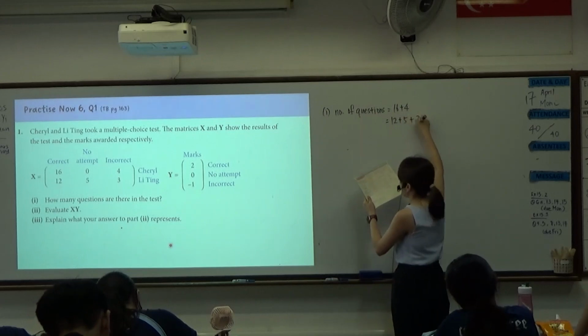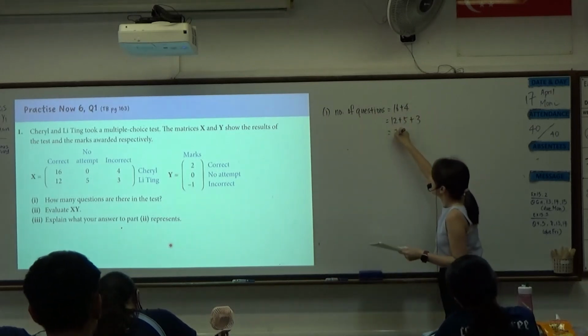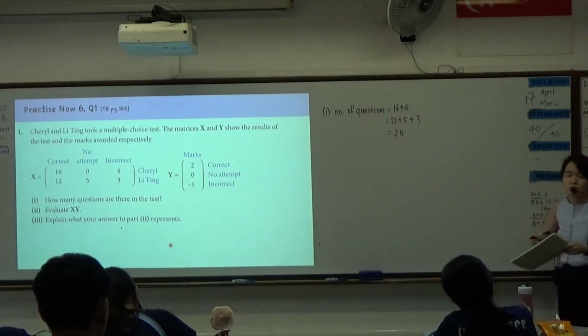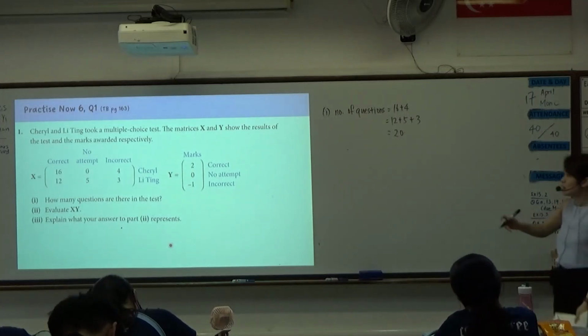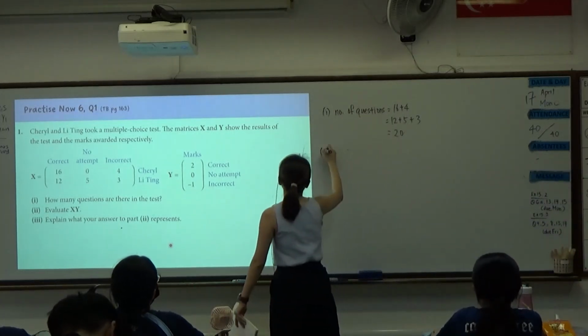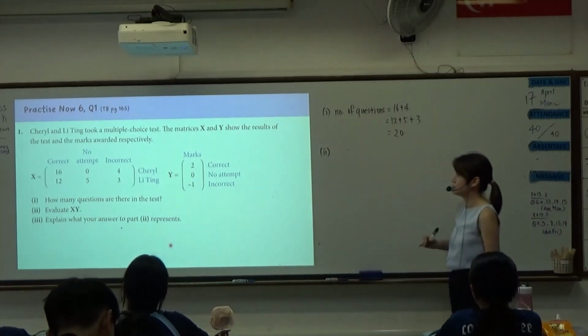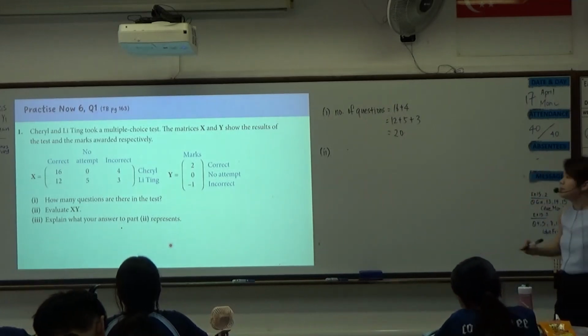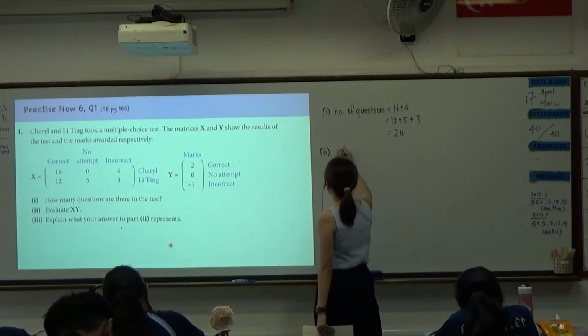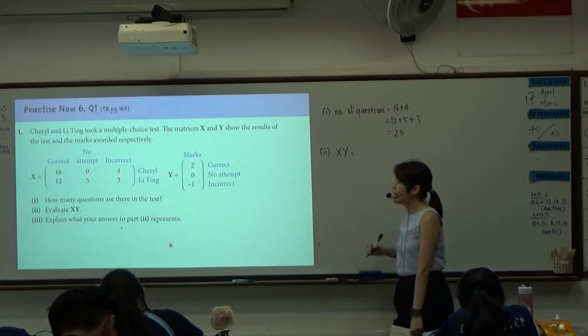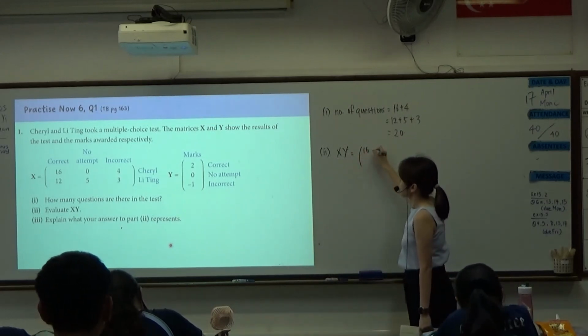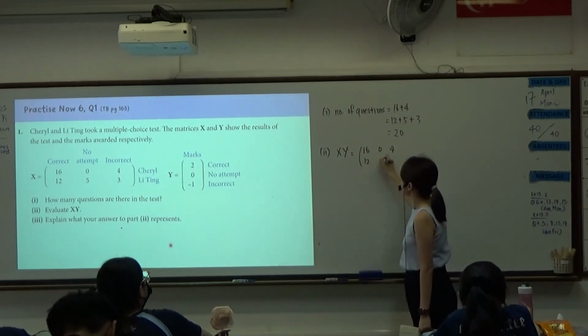Okay, so either working will do to tell you that it is equals to 20. Okay, in part 2, we are asked to evaluate xy. So that means we are multiplying the 2 matrices.